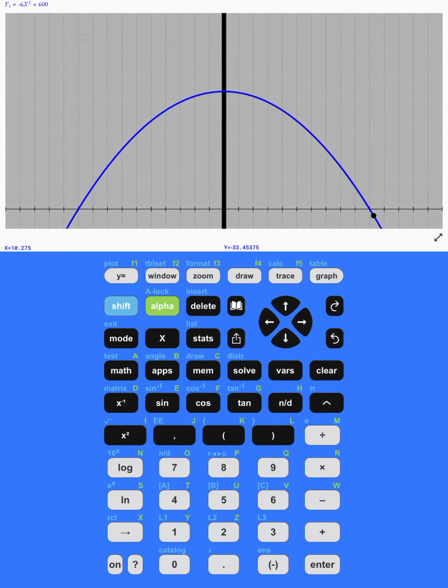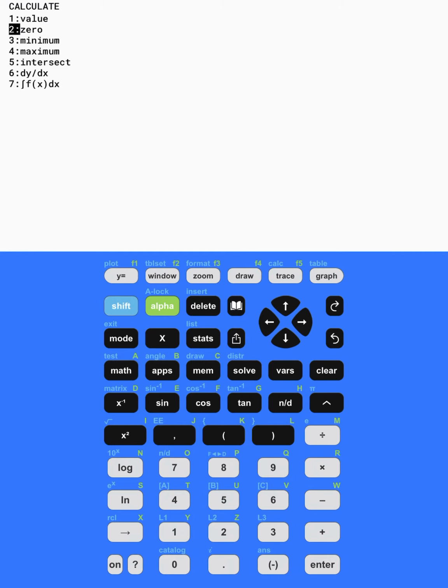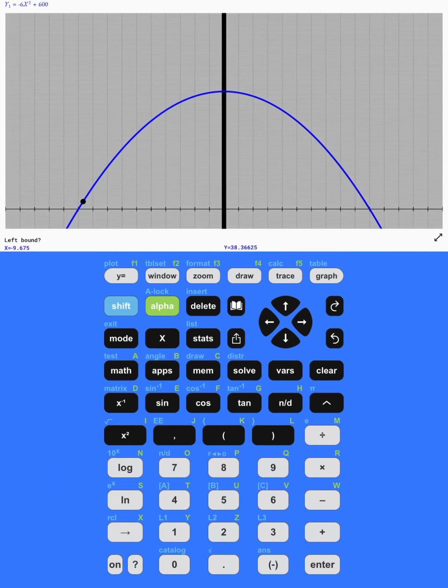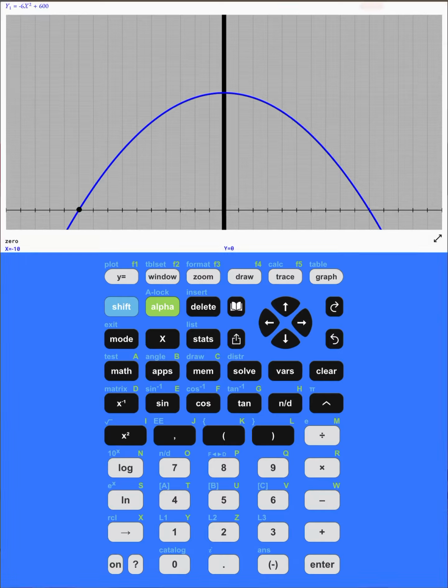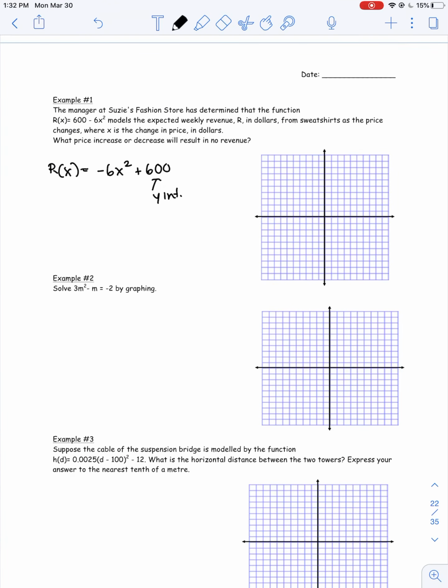What I care about is where the graph touches the x-axis. As you can see, there's one there and there approximately. To find it graphically, you're always going to go second trace, number 2, which is zero. You're going to move your cursor to your x-intercept as close as you can to it. I'm going to move to the left of it, press enter, and then to the right of it, press enter, and then approximately there, press enter, enter again, and you should see that the x value is -10 and y is 0. So we're going to write that down.